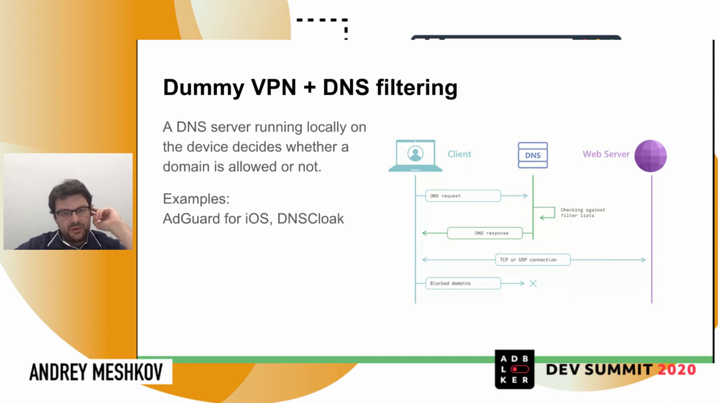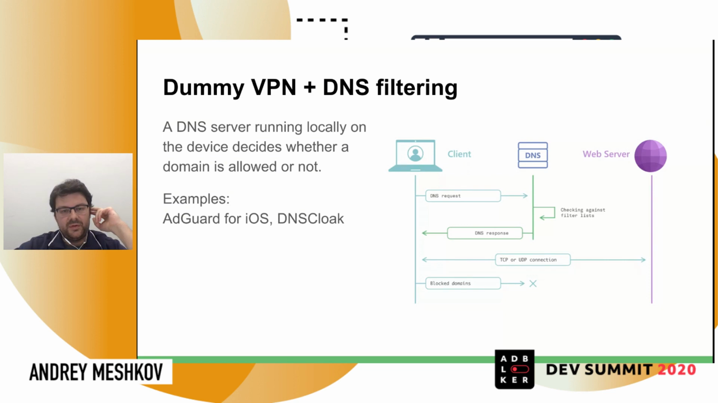So the first technique we'll take a look at is DNS filtering. Here's how it works. There is a DNS server running locally right on the device. The VPN connection routes DNS traffic from the device through this server running on the same device. And then this server decides whether a domain is allowed or not. Well, that's simple. But there are some implementation details which are not very important to the topic. But generally, yes, this is how it works.